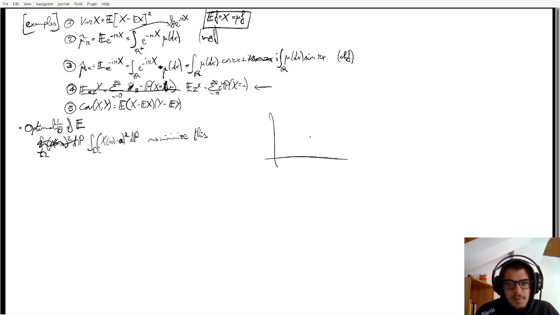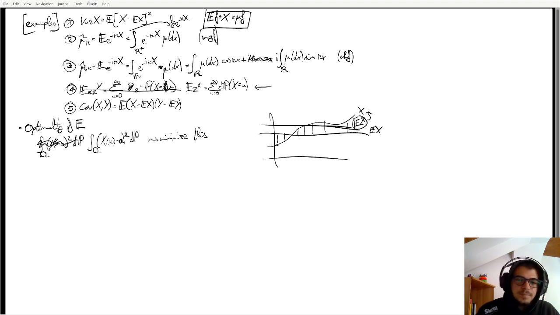So for example, let's say, I don't know, this is the random variable and this is the expectation of X, and we want to minimize all these distances. So we want to find the best line as an estimate for the values of X.